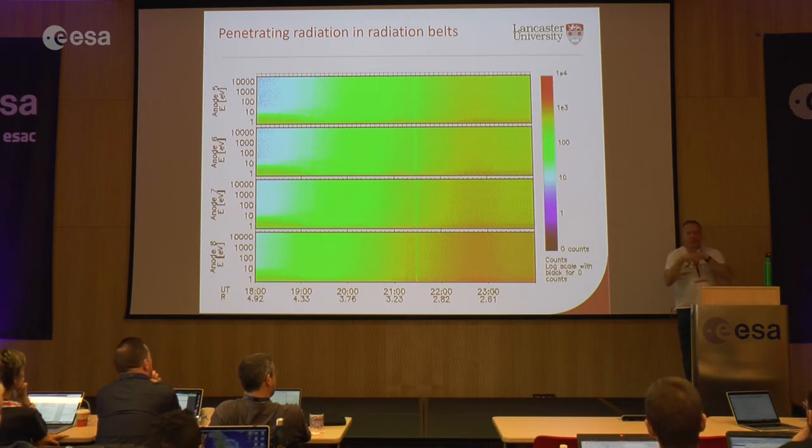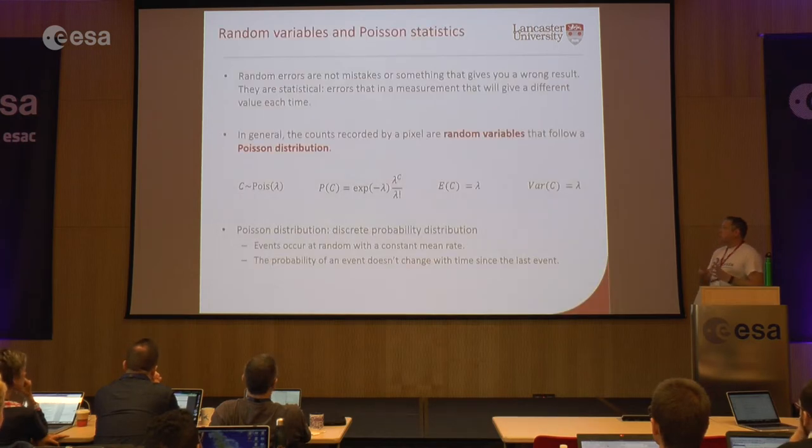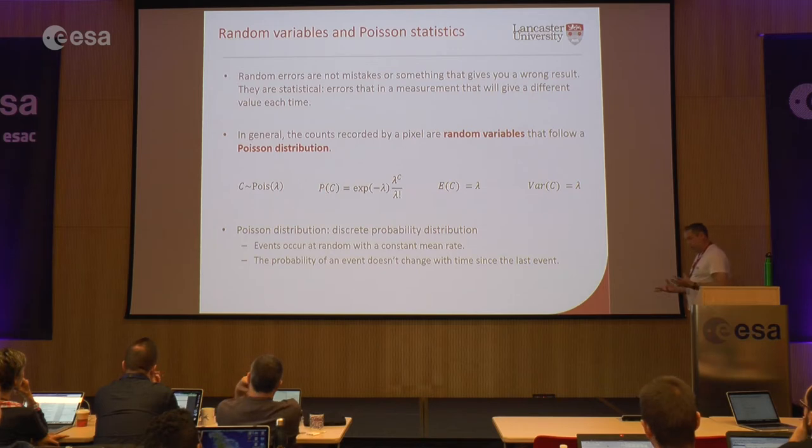So this is a source of noise. This can be considered a systematic error, but it's also a source of uncertainty for the instrument. But now I want to talk about some of the systematics that we get. So I've used the term a few times: the counts can be described by Poisson statistics.